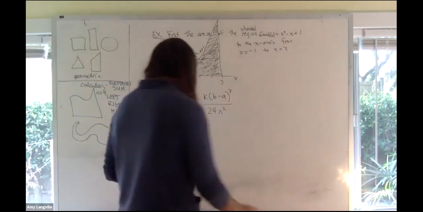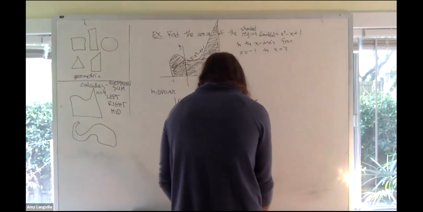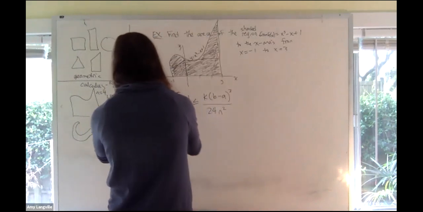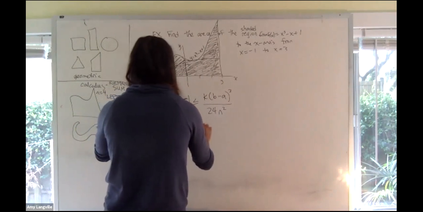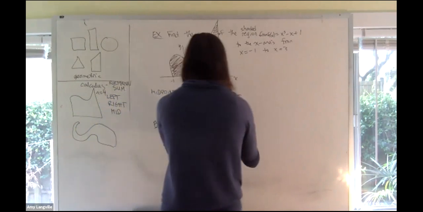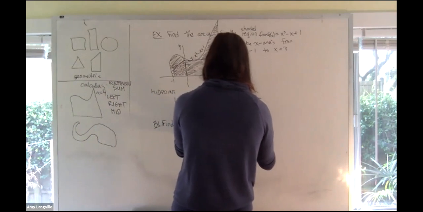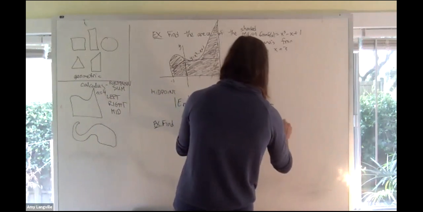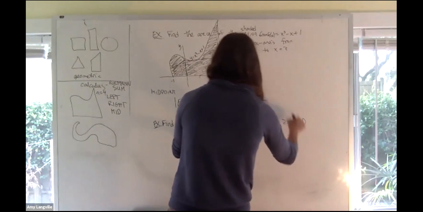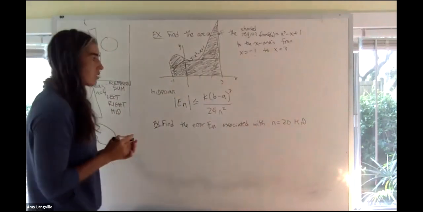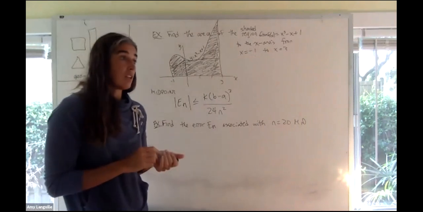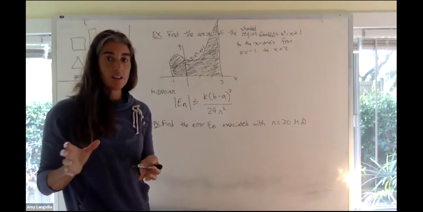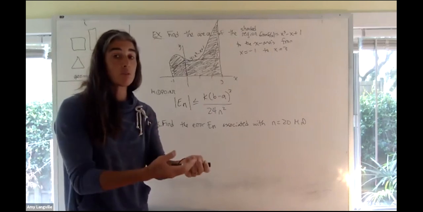So let's say, for example, that we wanted to find the error, EM, associated with n equals 20 and the midpoint rule for that function over that region. Had you used 20, how good can you expect it to be? Are we within 0.001 of the true value? Again, we don't know the true value, but we can bound it.